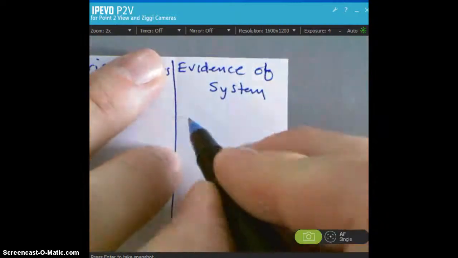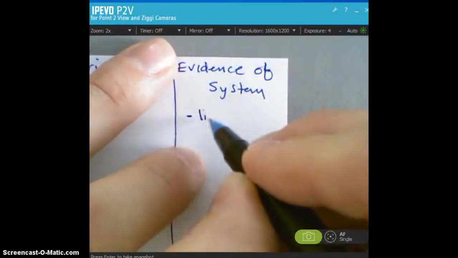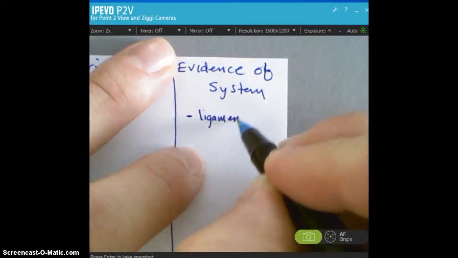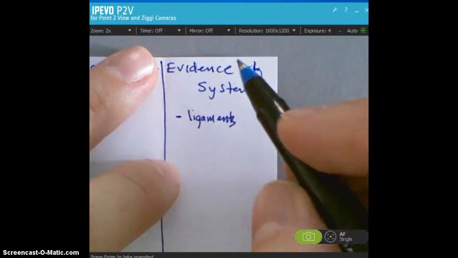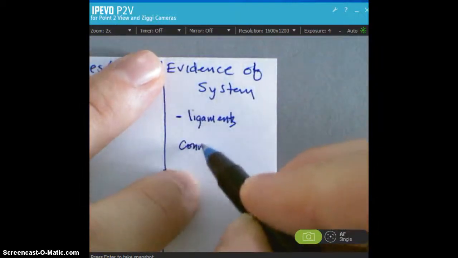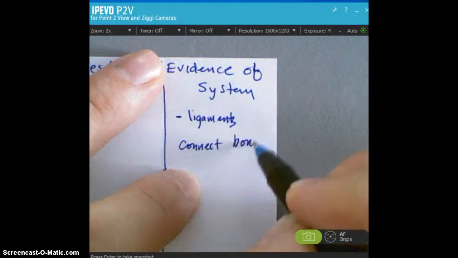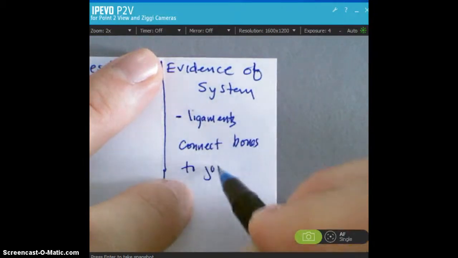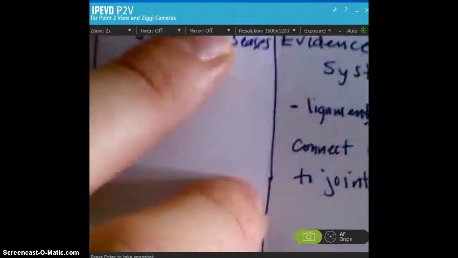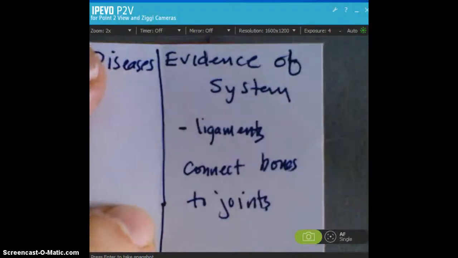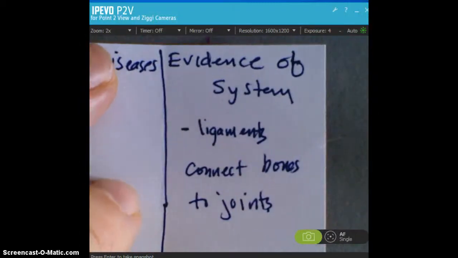So here, this would be an example of ligaments connect bones to joints. Okay, it's kind of small there, so make it bigger. Okay, ligaments connect bones to joints. That is evidence that this is a system. You have separate parts that are working together for a common good or common goal.